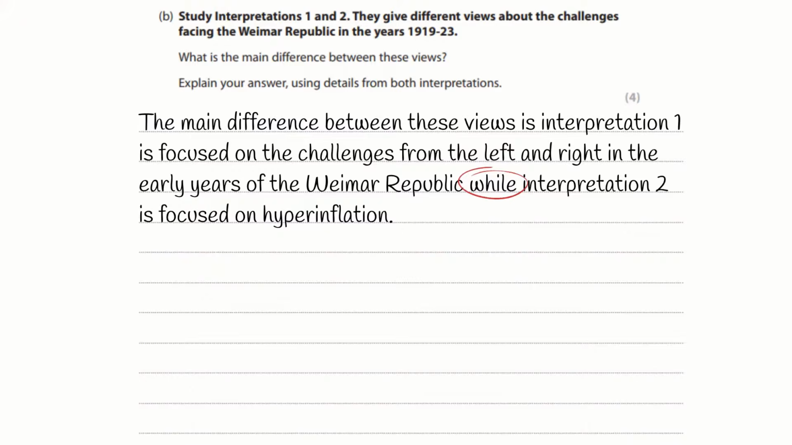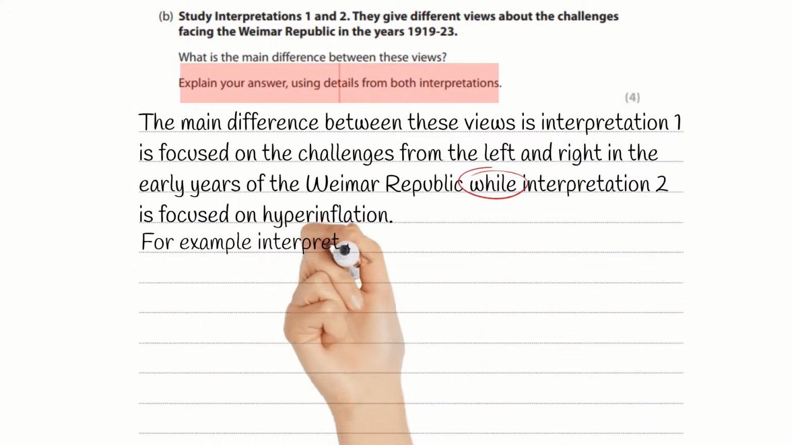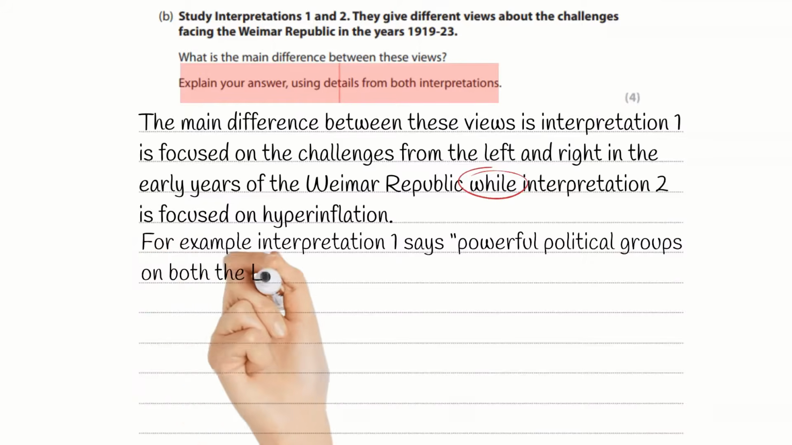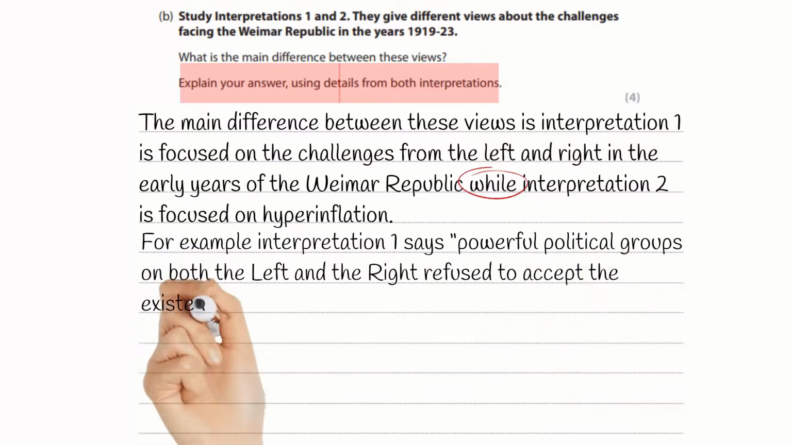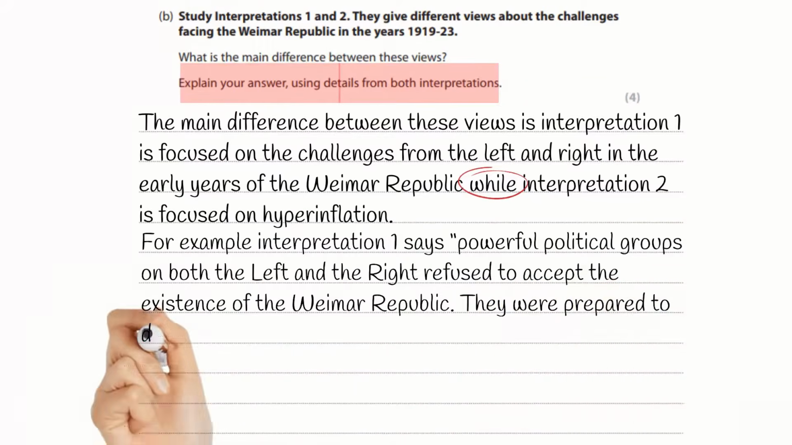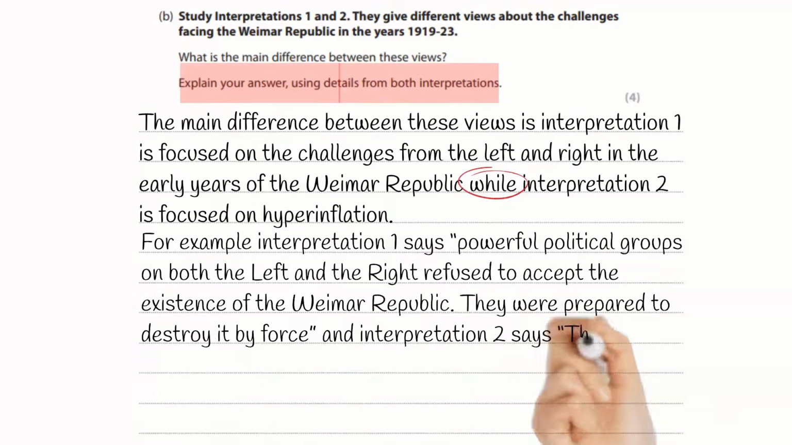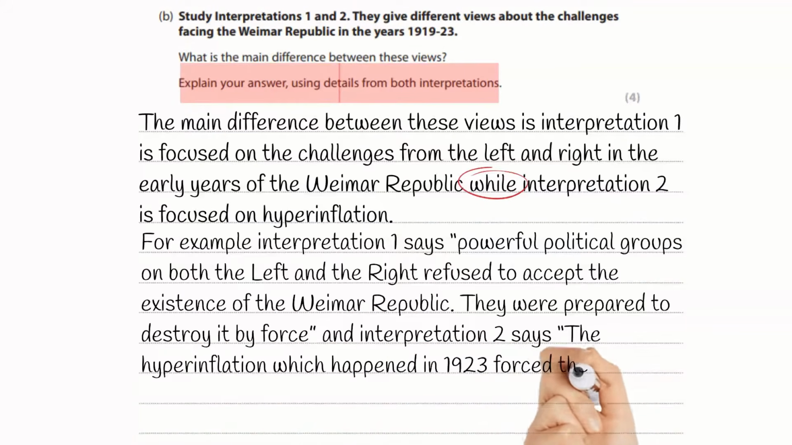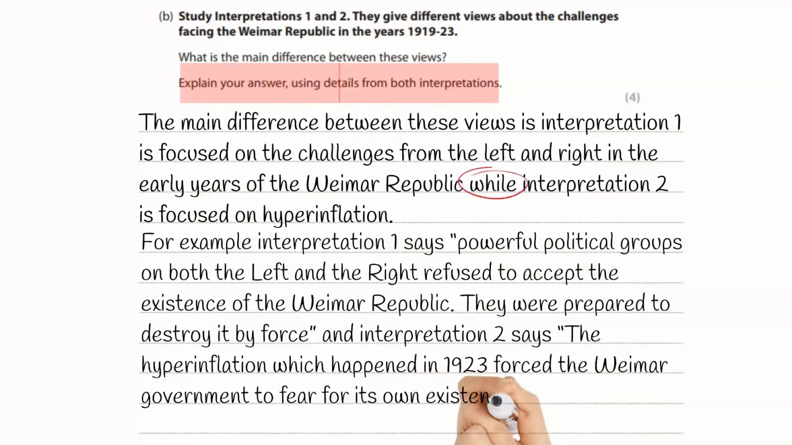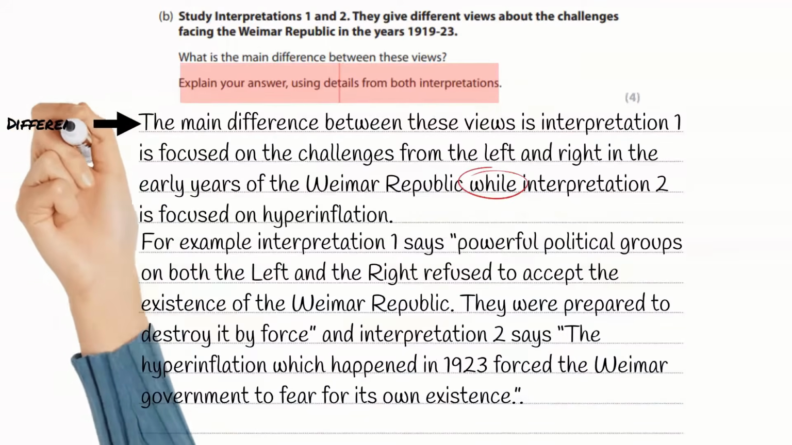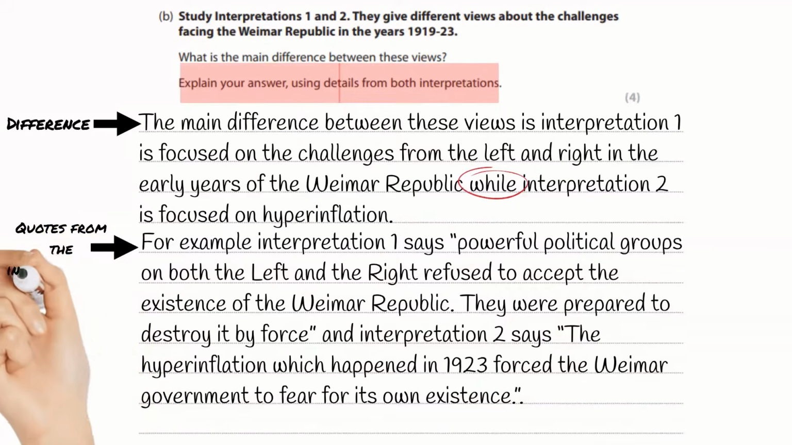Remember, the question asks us to then explain your answer using details from both interpretations, and this is where we're going to use quotes from the interpretations to back up what we just said the difference is. So I've written, for example, interpretation 1 says powerful political groups on both the left and right refused to accept the existence of the Weimar Republic. They were prepared to destroy it by force. And interpretation 2 says the hyperinflation which happened in 1923 forced the Weimar government to fear for its own existence. And that's it. I've clearly identified the difference, and then I've used quotes from the interpretations to support my answer.